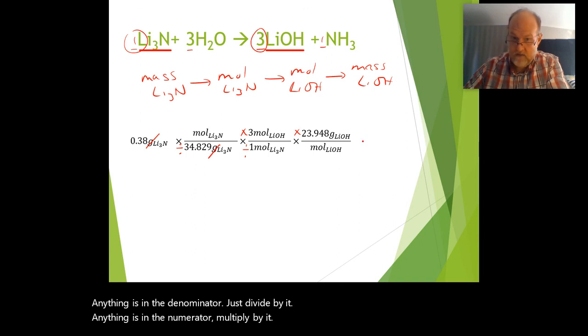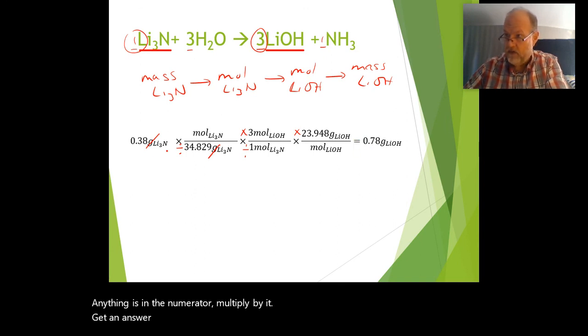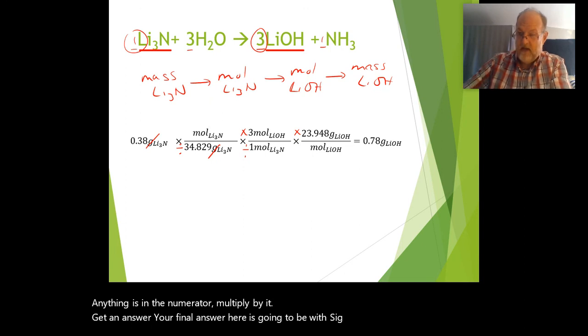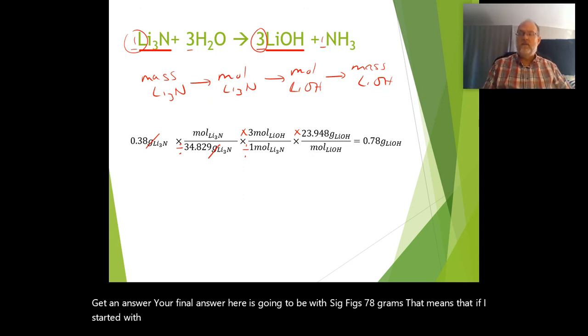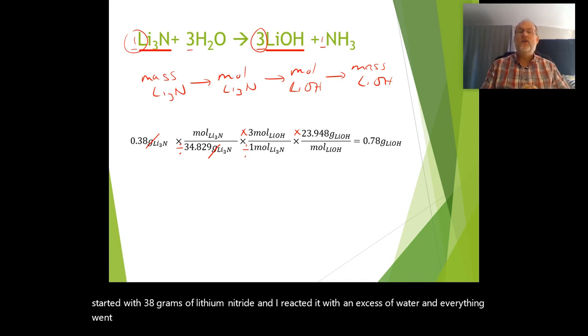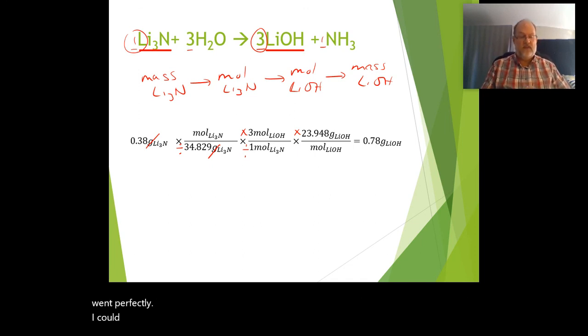Your final answer here is going to be, with sig figs, 0.78 grams. That means that if I started with 0.38 grams of lithium nitride and I reacted it with an excess of water and everything went perfectly, I could create 0.78 grams of lithium hydroxide.